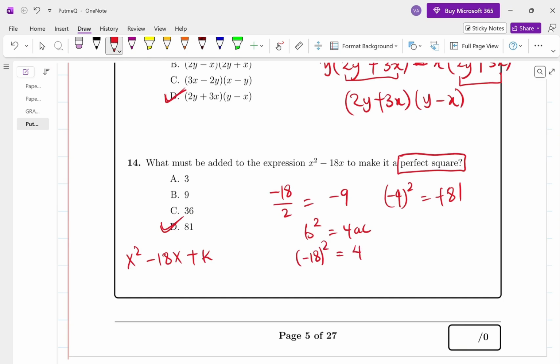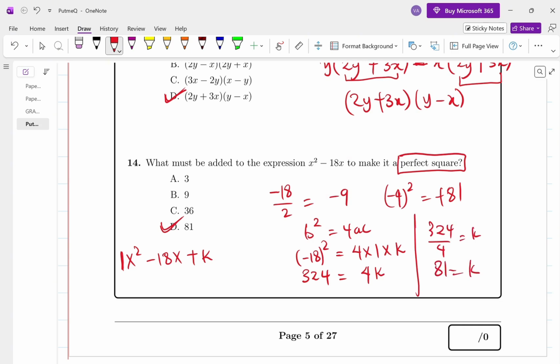equals 4 times, what is a? a is 1. Remember, a is the number in front of x squared, b is the number in front of x, then c is the number that's alone. It doesn't have an x attached to it. So this is 1 times k. I think this should be 324. Can't really recall, but it should be 324. Equal to 4k. So to get our k, we divide by 4. So 324 over 4 is equal to k, so 81 equals k.